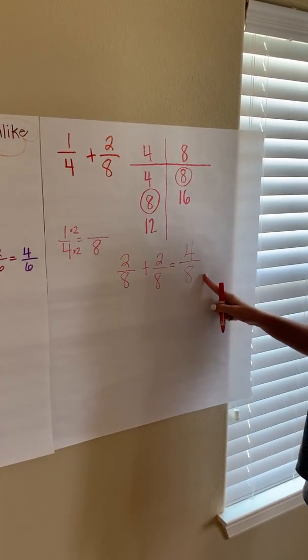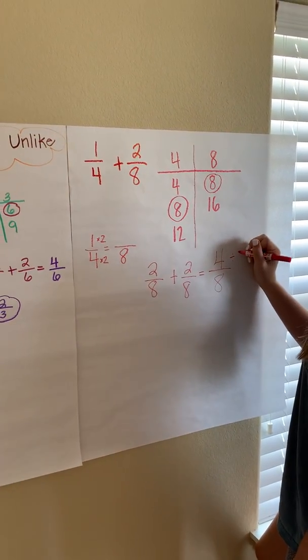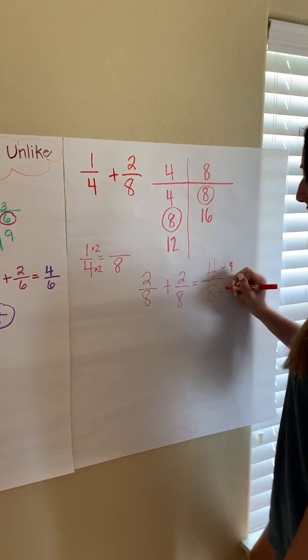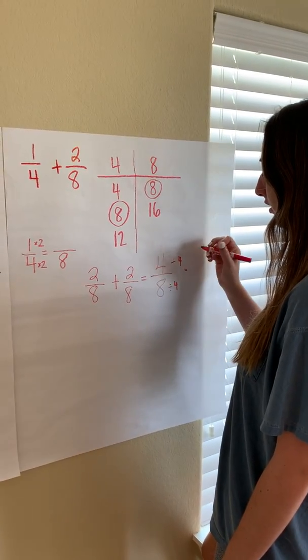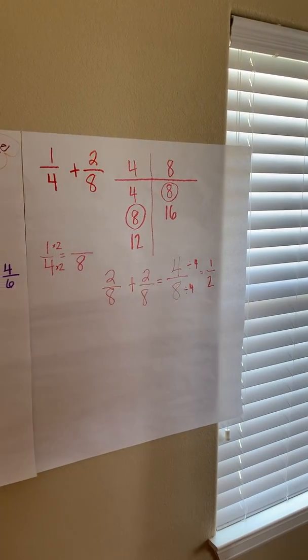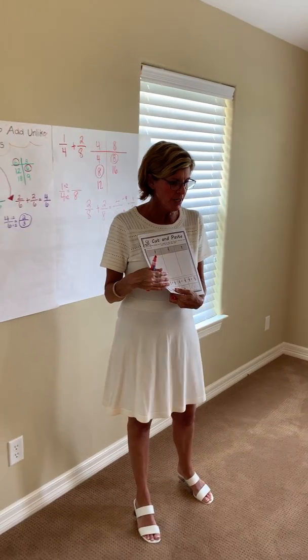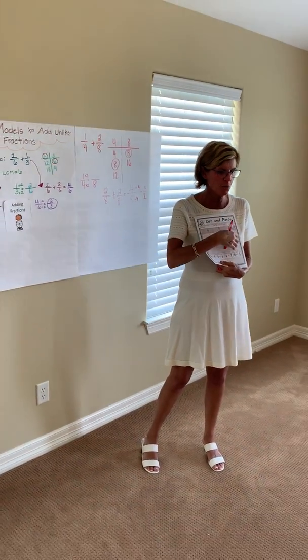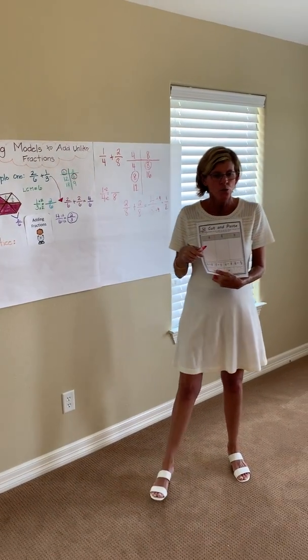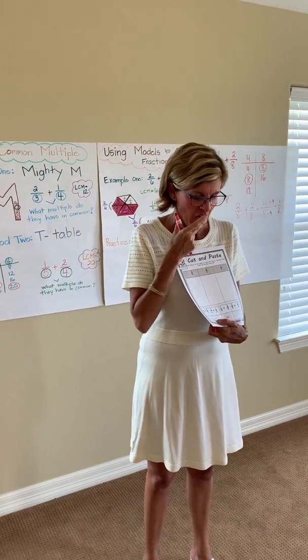You have to reduce it. Okay, and divide the numerator and the denominator by 4, so it equals 1/2. Very good. So you're going to cut out your model and glue it in the column with 1/2. And once you've done that, I'm going to give you some time to finish.